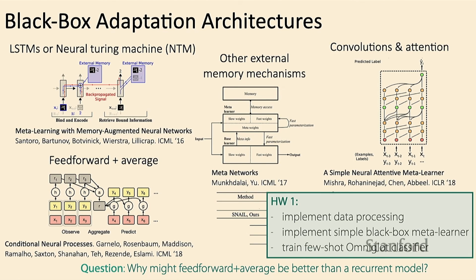Cool. So in homework 1, there are 2 key things that you'll do. The first is to implement the data processing: how do you actually split things up into tasks and examples per task. And then also implement a pretty simple black-box meta-learner, train that on Omniglot, and get some results.